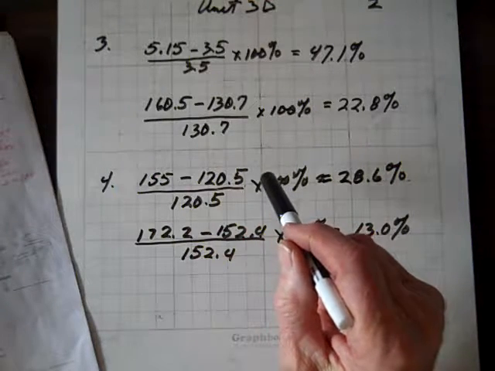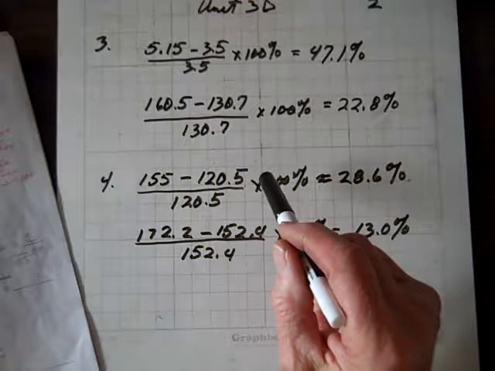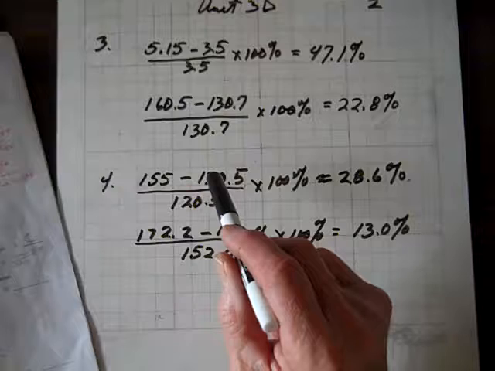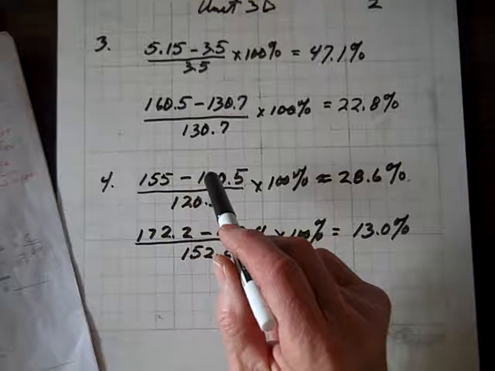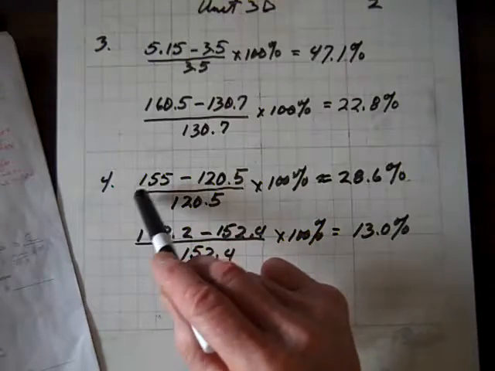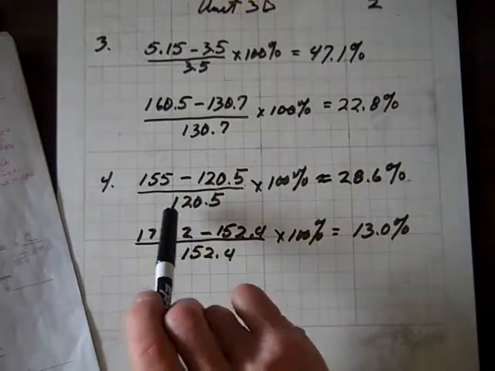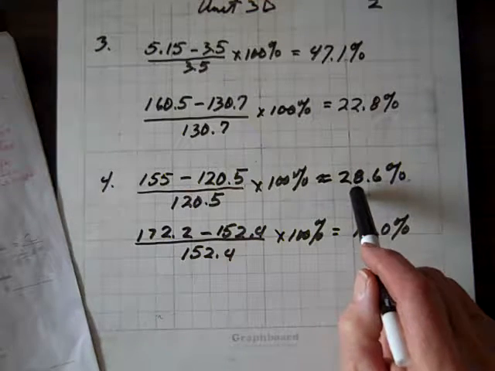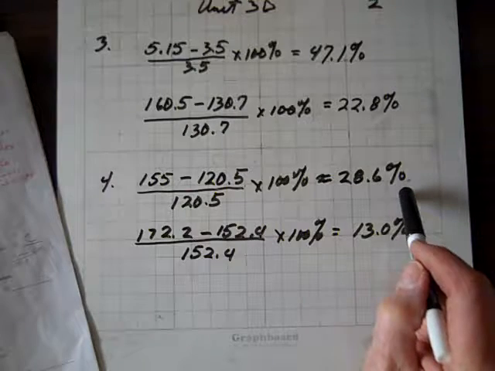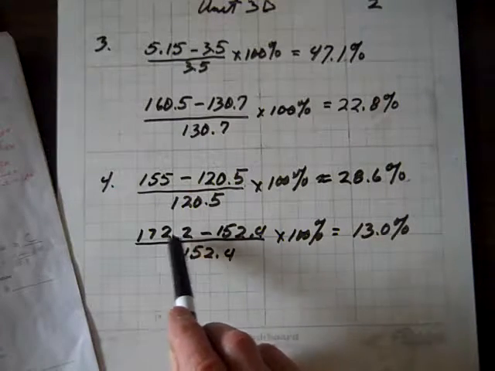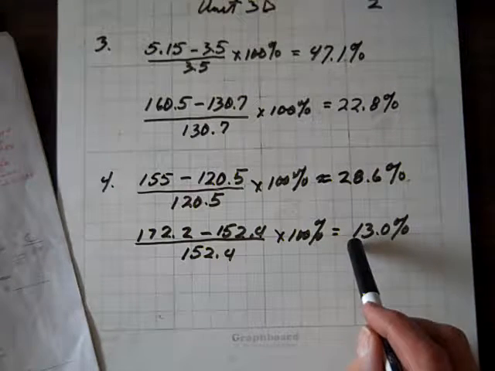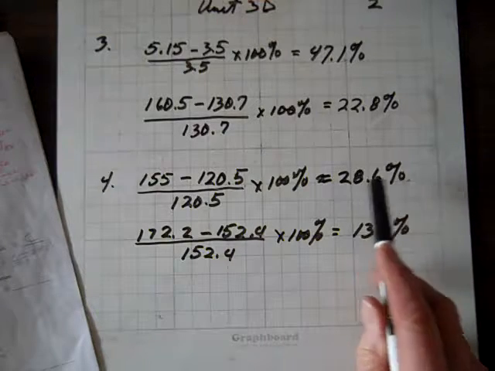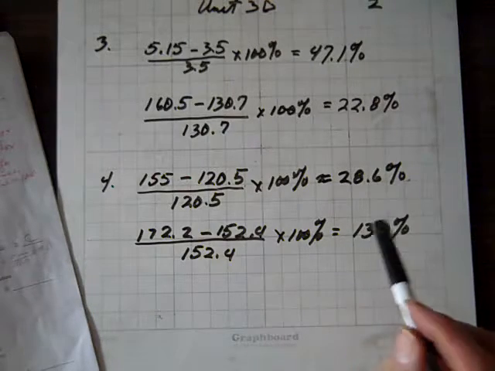Now for number 4, we're comparing gasoline prices for the years 1995 to 2000. And here we compare prices in cents, and we see that there was a percent change of 28.6%, whereas using the price indexes for those years, we get a rate of inflation change of 13%, so the cost of gasoline outdid more than double the rate of inflation.